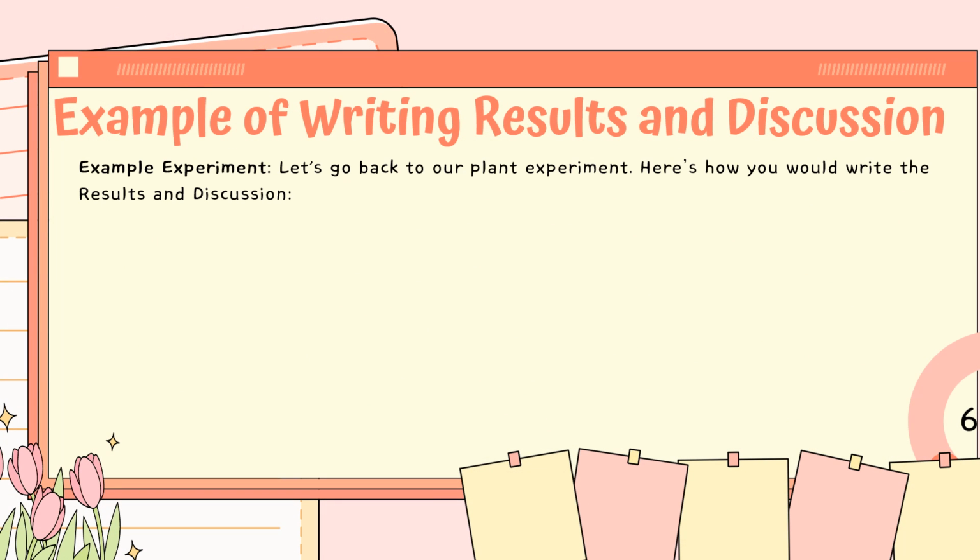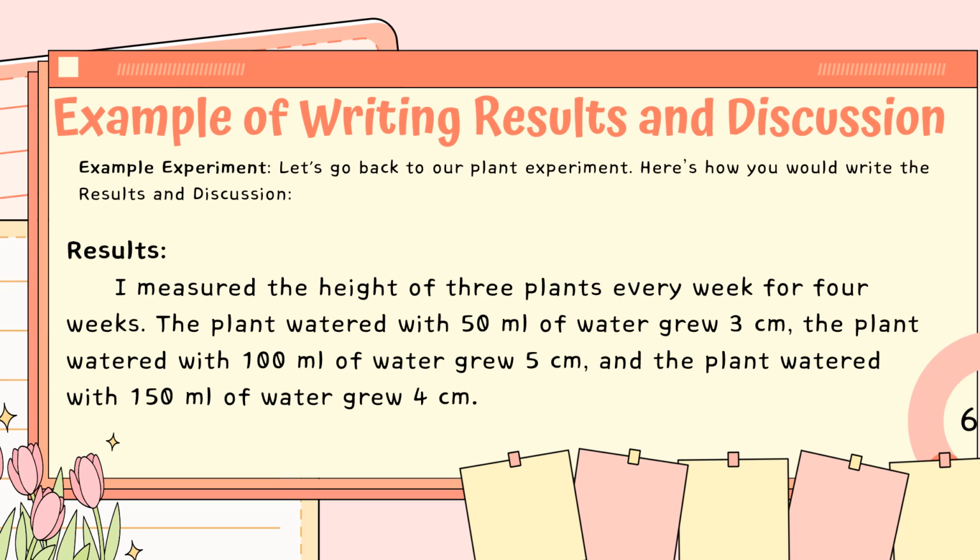Example of writing results and discussion. Example experiment. Let's go back to our plant experiment. Here's how you would write the results and discussion. Results: I measured the height of 3 plants every week for 4 weeks. The plant watered with 50 milliliters of water grew 3 centimeters. The plant watered with 100 milliliters of water grew 5 centimeters. And the plant watered with 150 milliliters of water grew 4 centimeters.